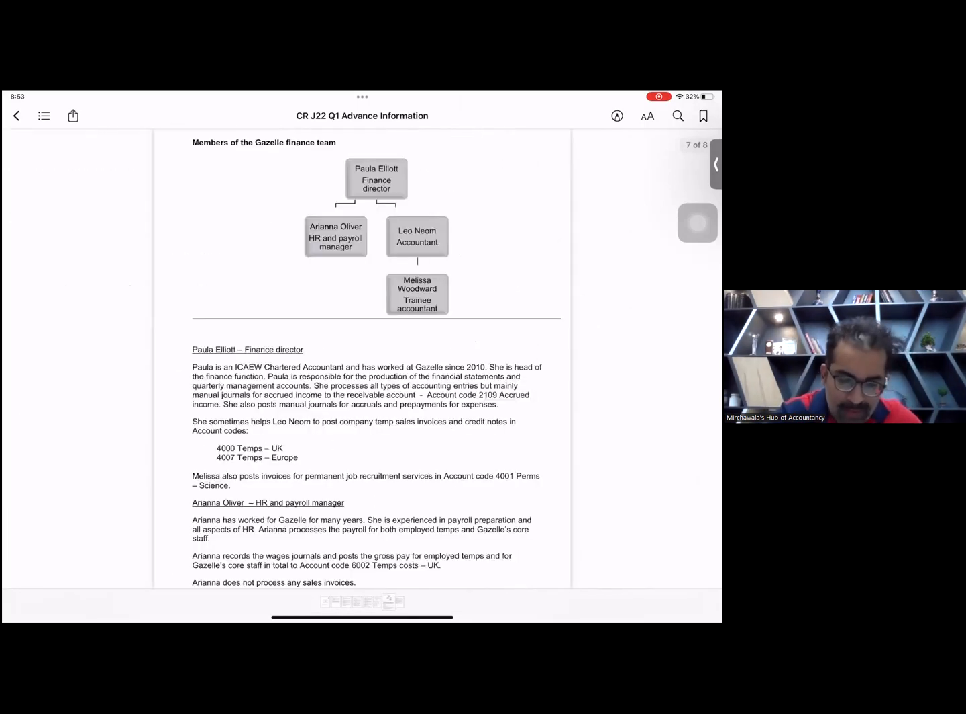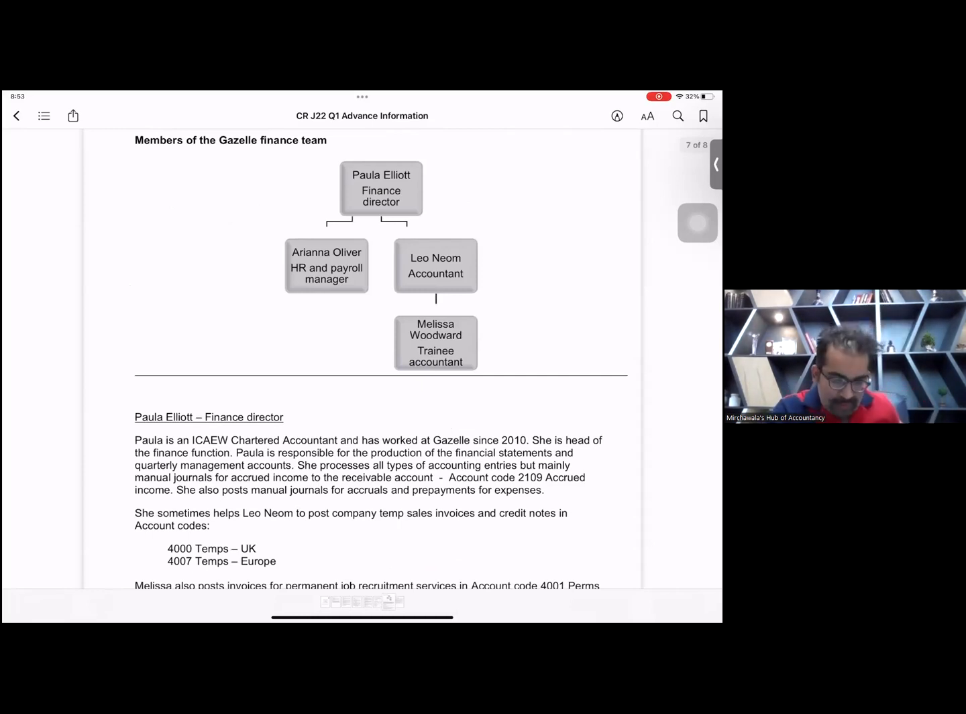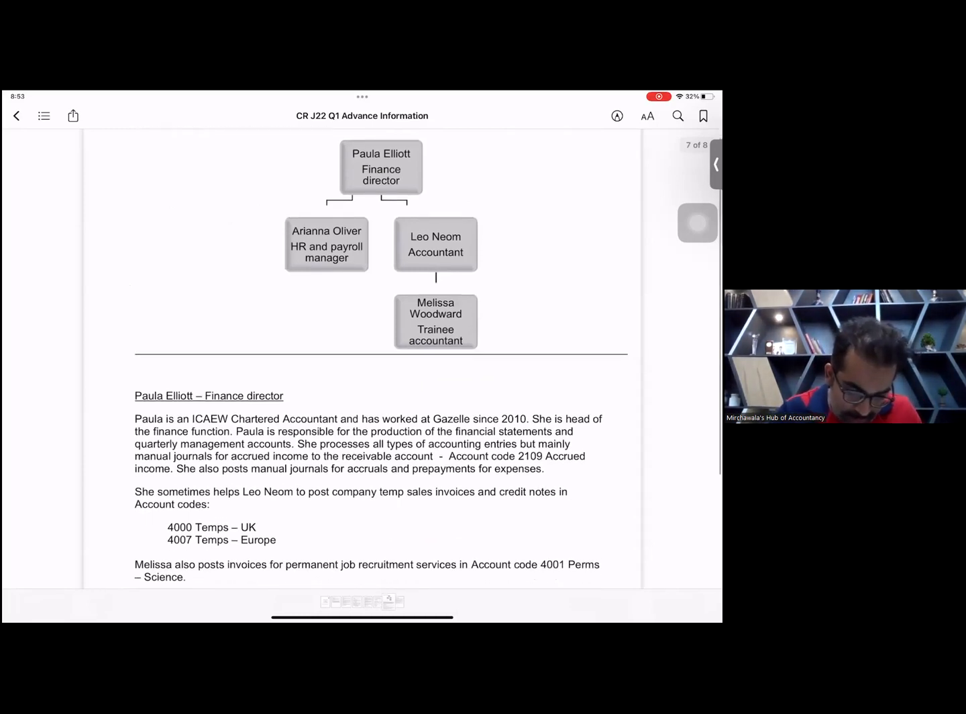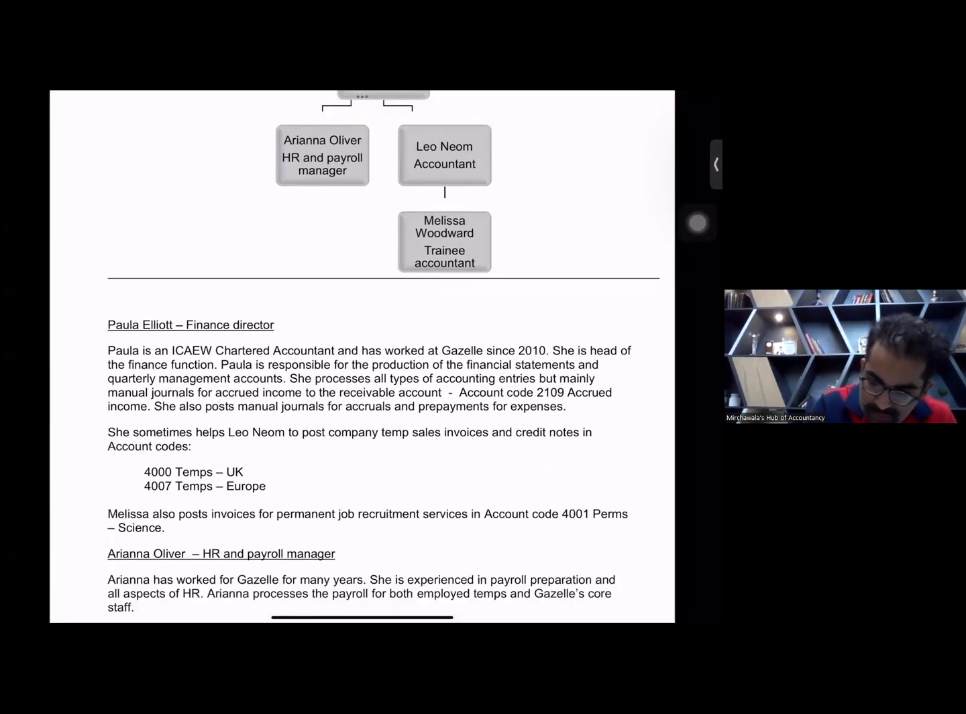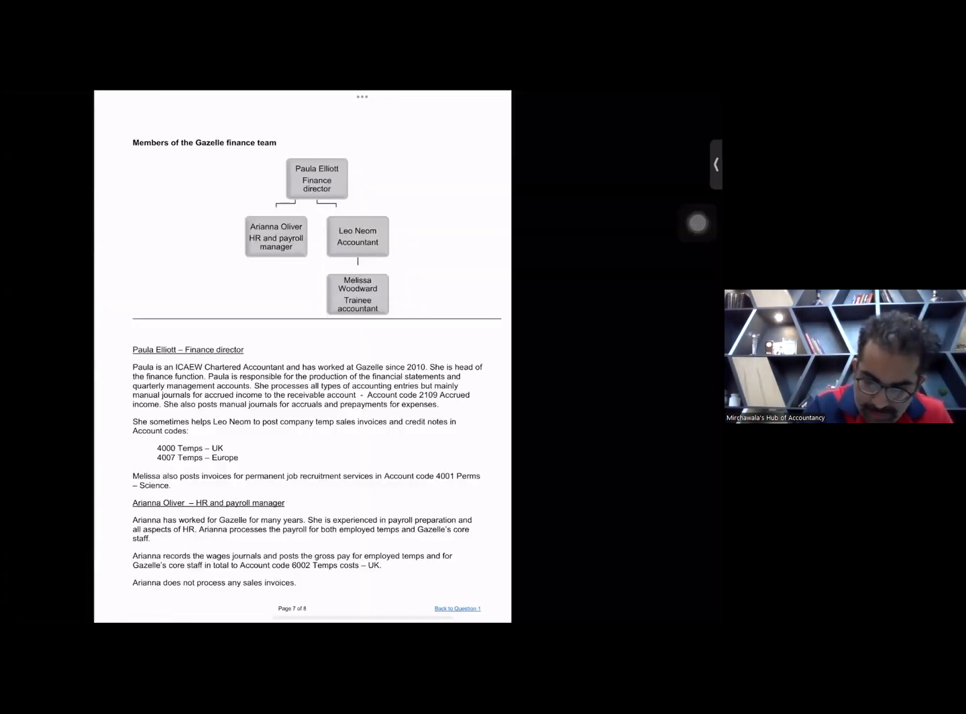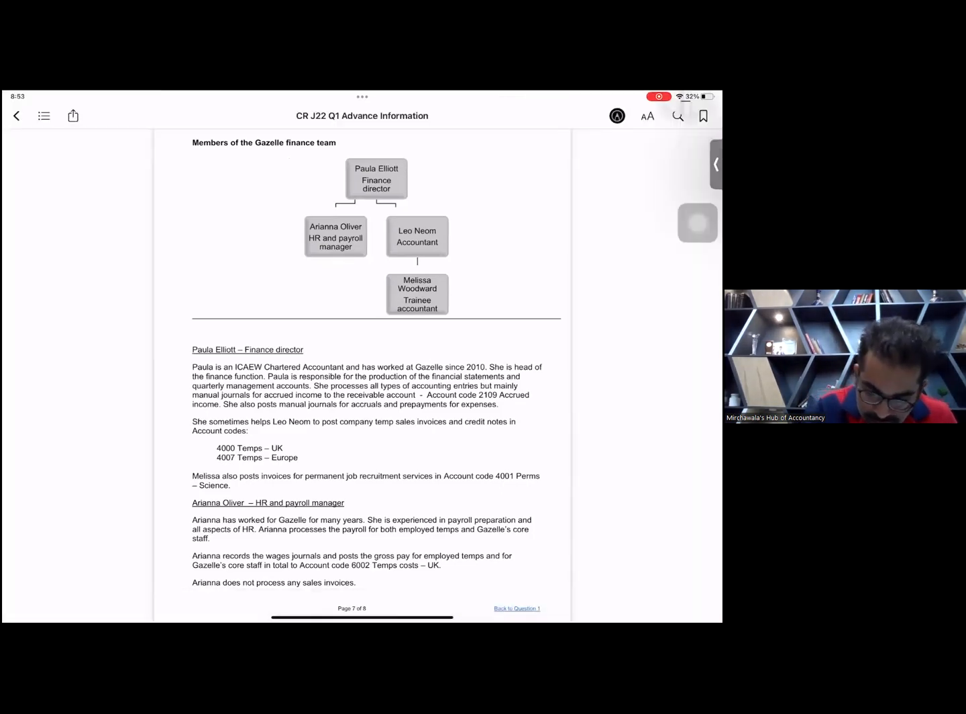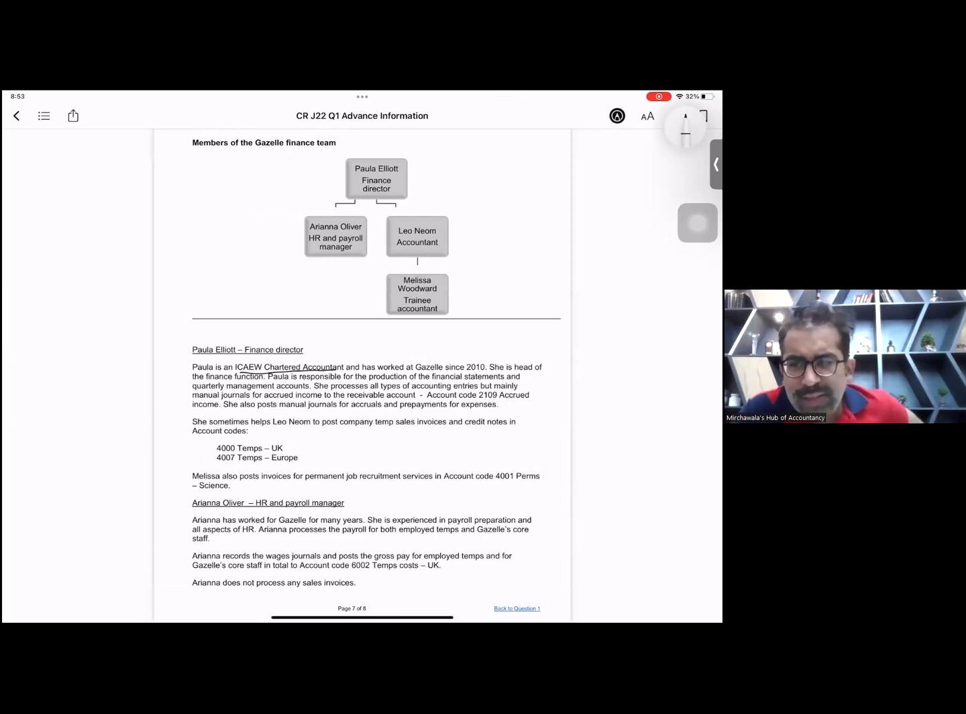Now, members of Gazelle finance team. The first lady is Paula. Paula is an ICAEW chartered accountant. See this word, this word has a message: ICAEW chartered accountant. This is very simple and very, very common in ICAEW past papers. That means she must follow the ICAEW code of ethics. So there may be some ethical or integrity issues tested in the exam. So get ready for this.